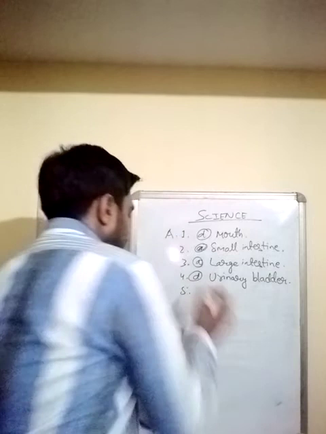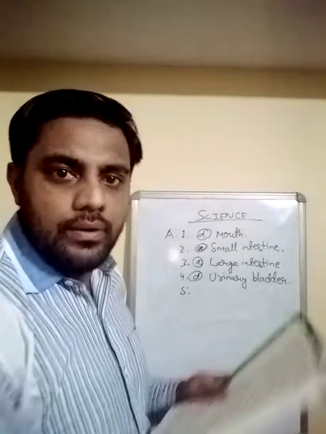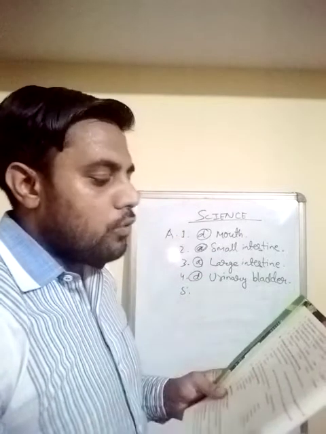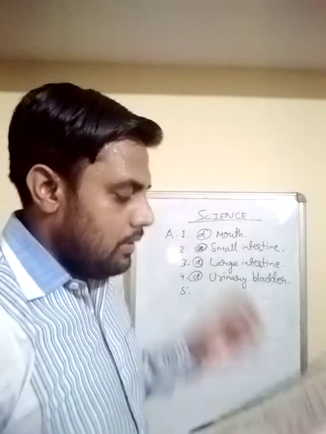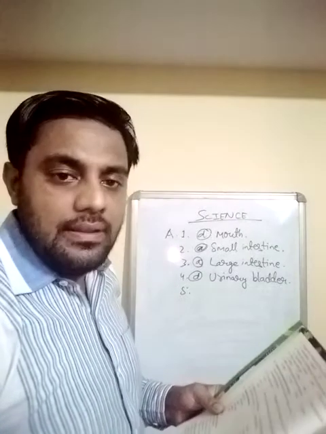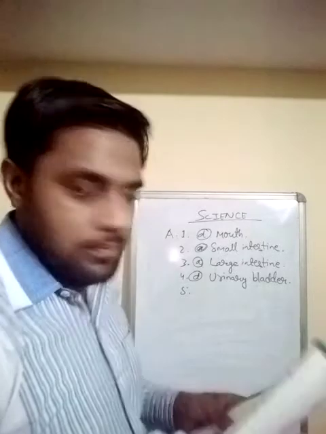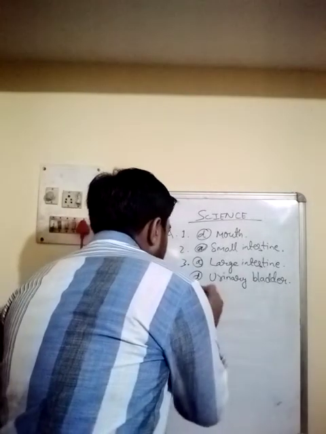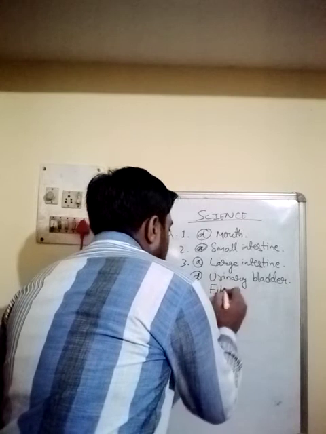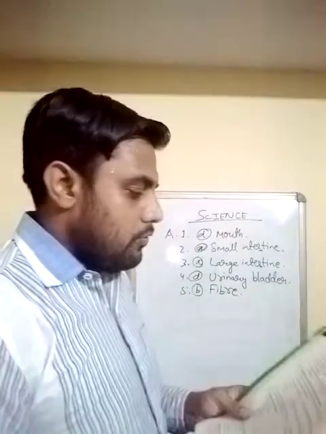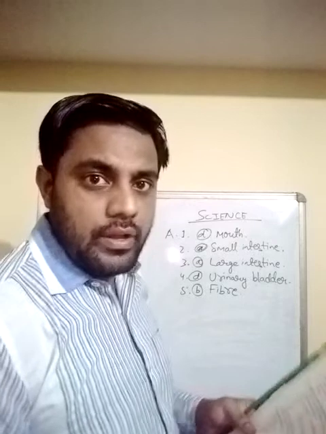And then comes number 5, the last one. Which of these is required for good bowel movement? Number A, saliva. Number B, fiber. Number C, nutrient. And number D, enzyme. And your correct answer is number B, fiber. Okay, number B, fiber. So for your first exercise, choose the correct option.